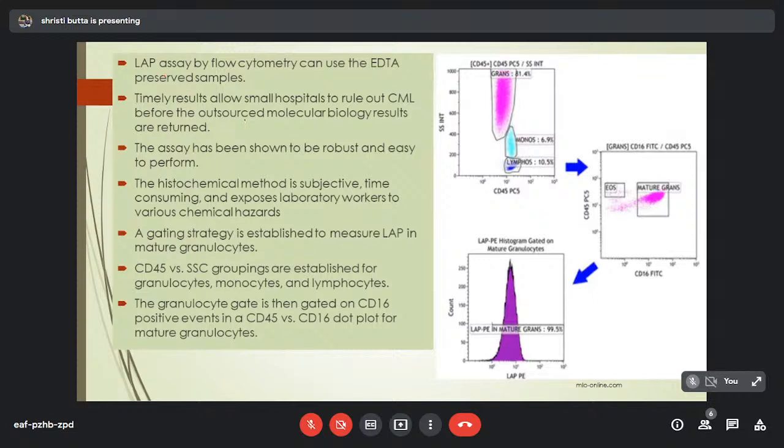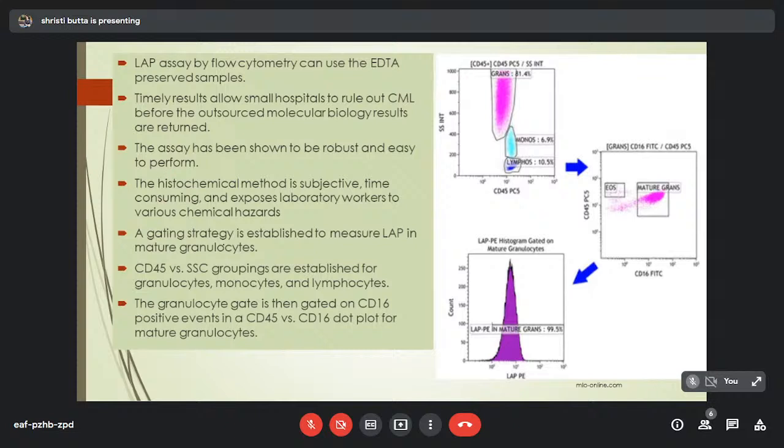Timely results can allow small hospitals to rule out CML, especially in a country like ours. Yes, it's very important. It can rule out CML before the outsourced molecular biology results are possible. So if you have to outsource a BCR-ABL transcript, you can better do a LAP score and determine whether it's CML or not. So LAP scoring by flow cytometry has sorted out things.